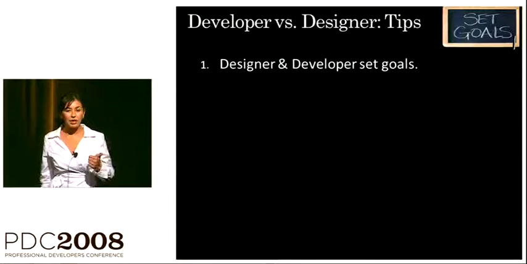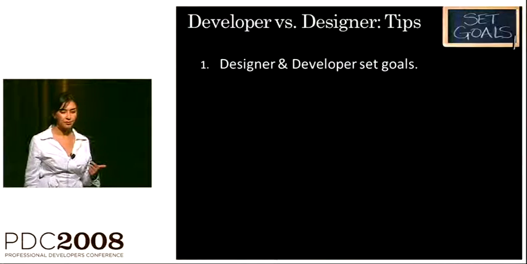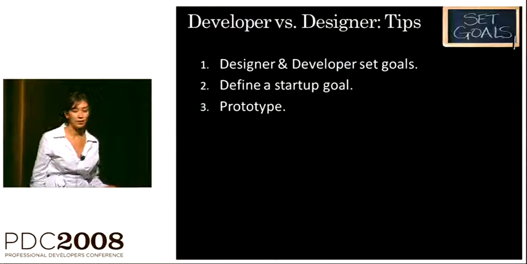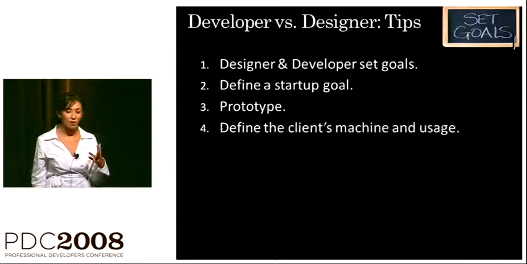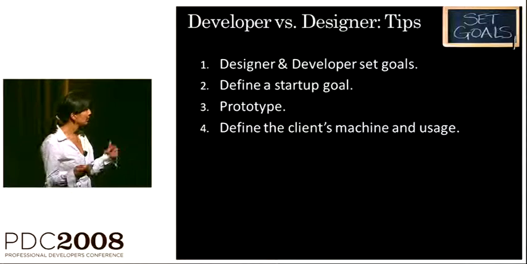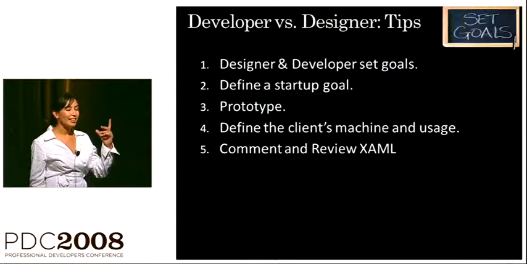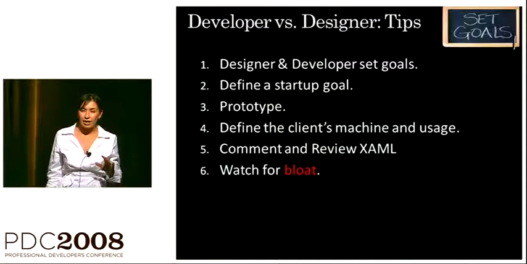So the tips are, designer and developer, sit down together, set those goals. Define a startup goal, and then define your client's machine. And once you have your client's machine, you can actually prototype and then run on it. Got those two switched. You can do it in either order. And then, of course, comment and review your XAML.